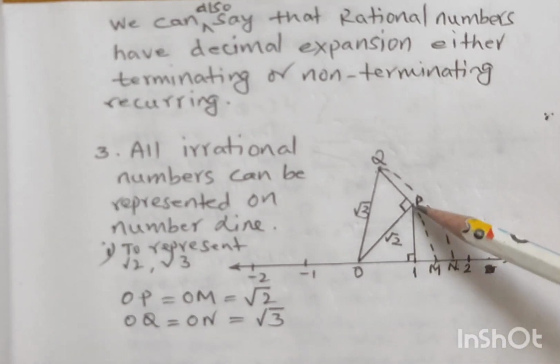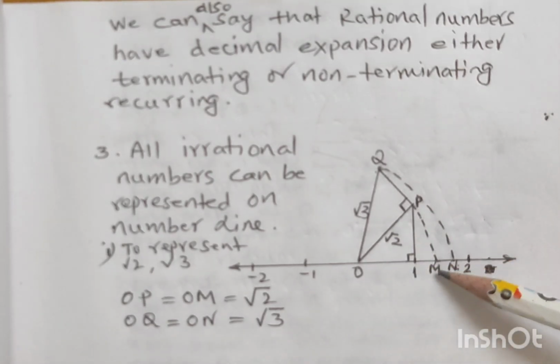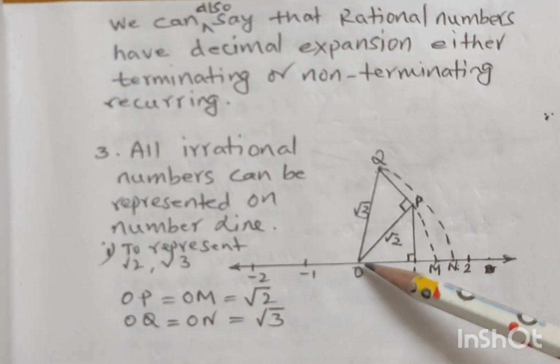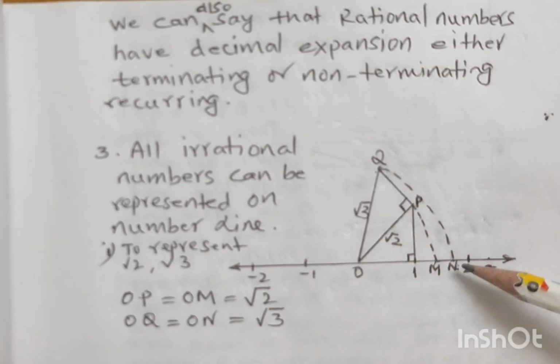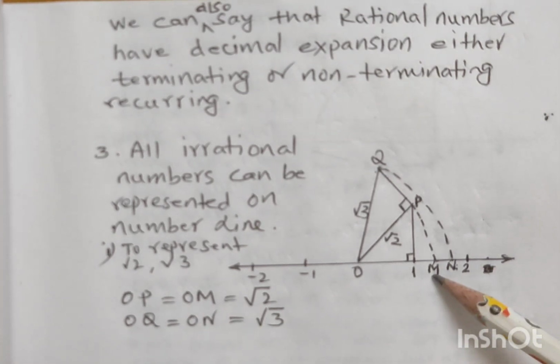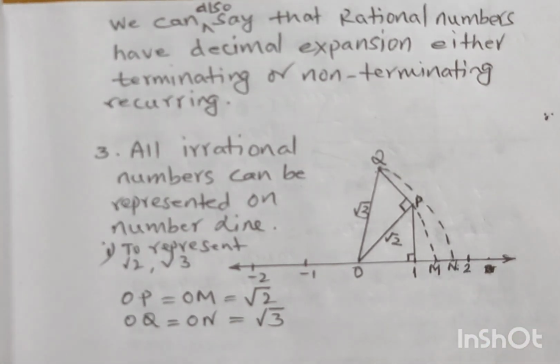And with OP as radius, if we draw an arc, it will meet the number line at M. With O as center, if we draw an arc with OQ as radius, it will meet N on the number line. So OM is the measure of root 2, and ON is the measure of root 3.